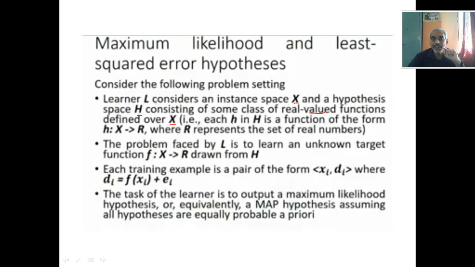That is, each hypothesis in capital H is a function of the form: for each hypothesis small h, it is a function from the set of all instances X to the real numbers. It gives you an output which is a real value, where R represents the set of all real numbers.